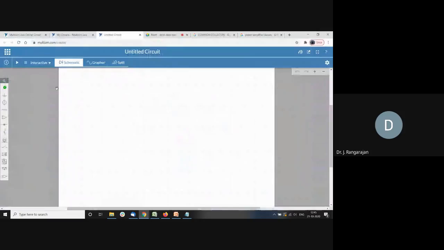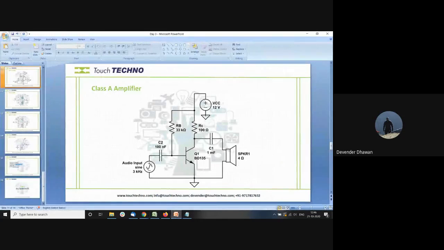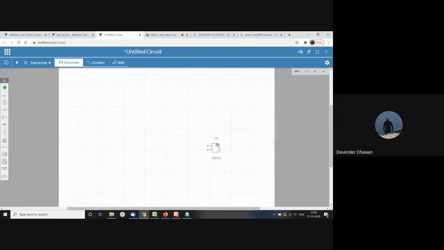Sir, can I put an LED? You can put a normal resistance. You don't have to put only a speaker, but you have a buzzer here which you can use if you want. Let me just show you where it is. Under these indicators you see you have a buzzer, so you can use this buzzer if you want.